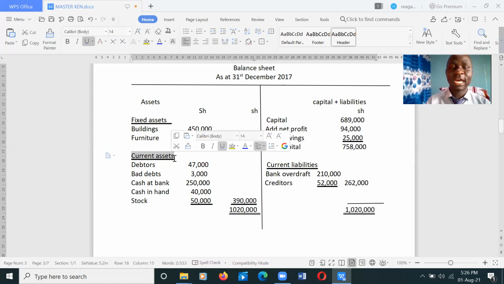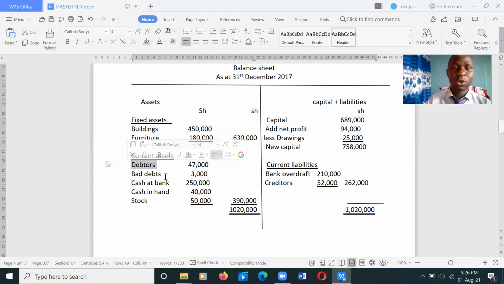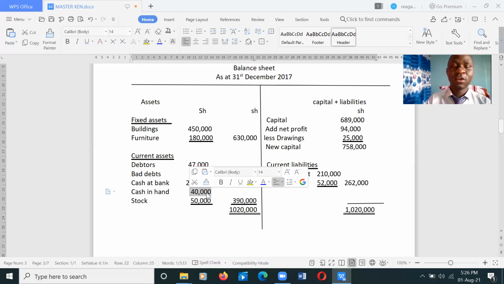Then the other side, we come to current assets. So for current assets, we have debtors, and then we have bad debts, then we have cash at bank, then we have cash in hand. Debtors is 47,000, then bad debts 3,000, then cash at bank 250,000, then cash in hand 40,000. Then stock.